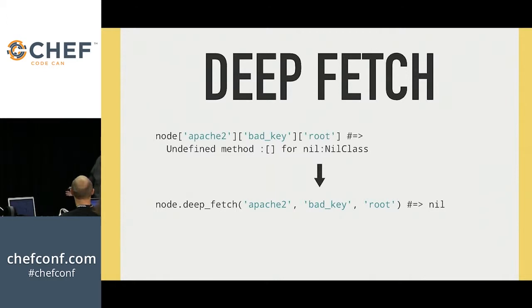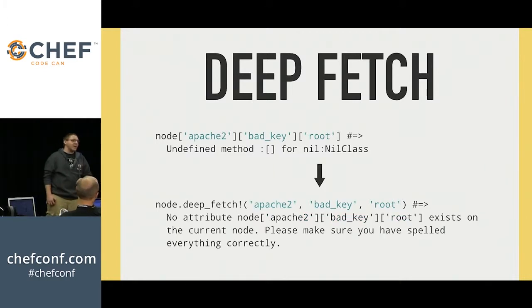Sometimes you don't actually care and you want it to return nil. But in Ruby, we don't like methods that raise exceptions to be like that. We like methods that raise exceptions and perform destructive operations to end in a bang. So we have that too, which is deep fetch bang or deep fetch exclamation point, which not only will blow up, which is what you want, but it will return a nice message that's like, hey, this thing didn't exist. And in fact, the newest version of Chef Sugar will actually tell you which key produced the nil error.